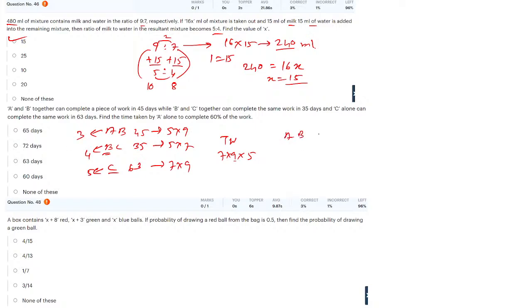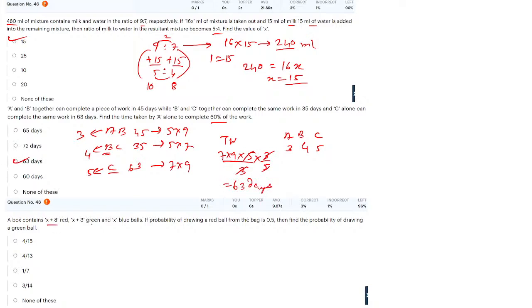Now A, B, C total efficiency, individual efficiency we have calculated. Now what is asked: find the time taken by A alone to complete 60% of the work. This is the total work, 60% of this, and efficiency of A is 3, divided by 3, 5. So total is 63 days, right?